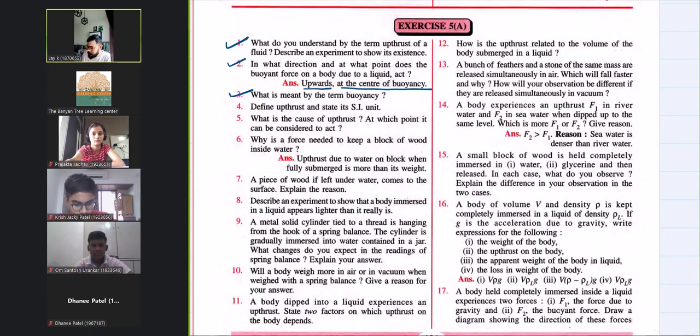Buoyancy is the tendency of any fluid to exert upward force on any body which is immersed in it.